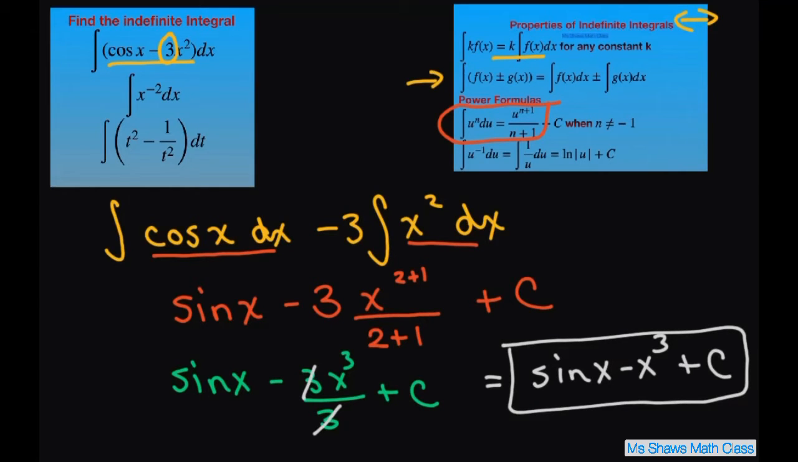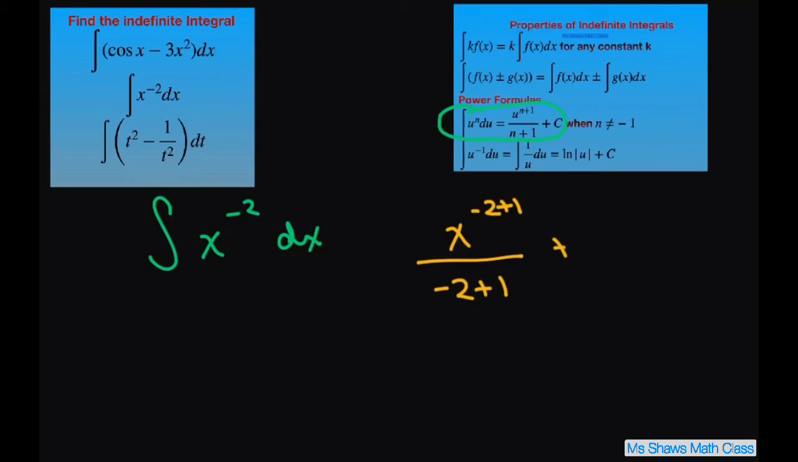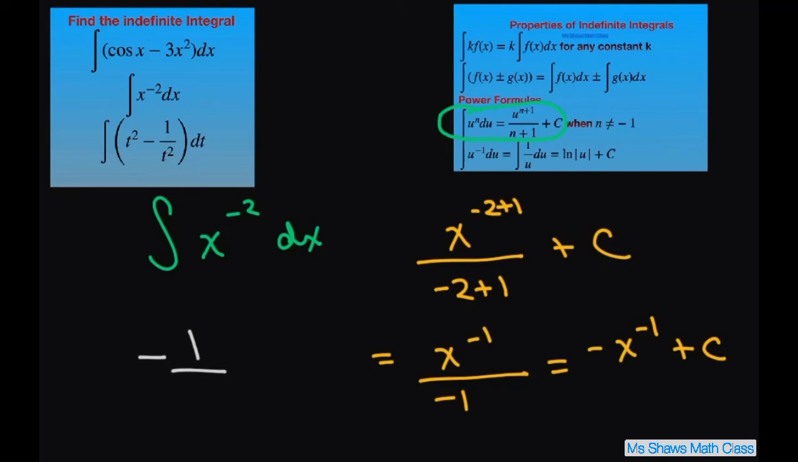Right, now for the next one, this is basically just using your power formula. So we have integral x to negative 2 dx. So all you're going to do is write x, negative 2 plus 1, divided by negative 2 plus 1, plus c. So this gives you x to the negative first power divided by negative 1. This equals negative x to the negative first power plus c. Also good to write this as negative 1 divided by x plus c if you want to get rid of your negative exponents.